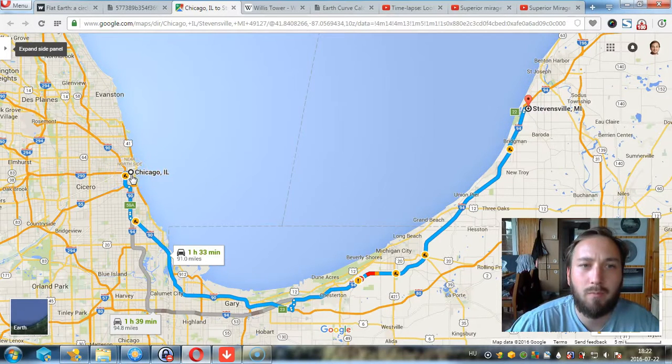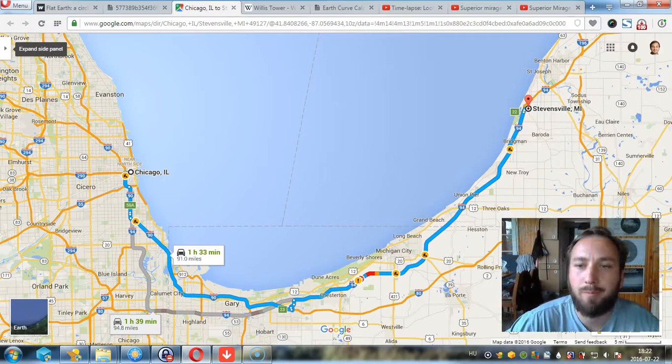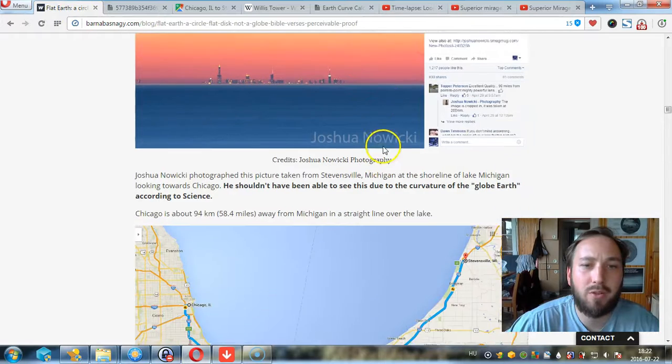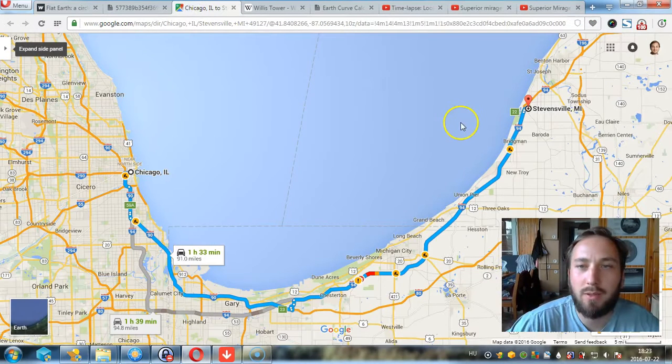And if you look at this liner, you can measure the air miles between the two. And so I measured it, and it's about 94 kilometers or 58.4 miles. You can check it out yourself, measure it yourself, and see for yourself. It's about that.